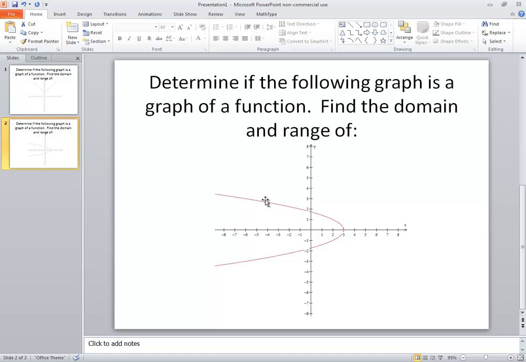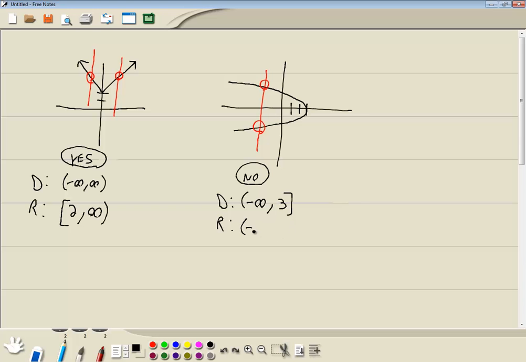Same thing up here. As this is going to the left, it's slowly going up, slowly going up. It'll keep slowly going up forever, which implies it's going to +infinity. So your range is going to be -infinity to +infinity. And those would be our answers to those two problems.